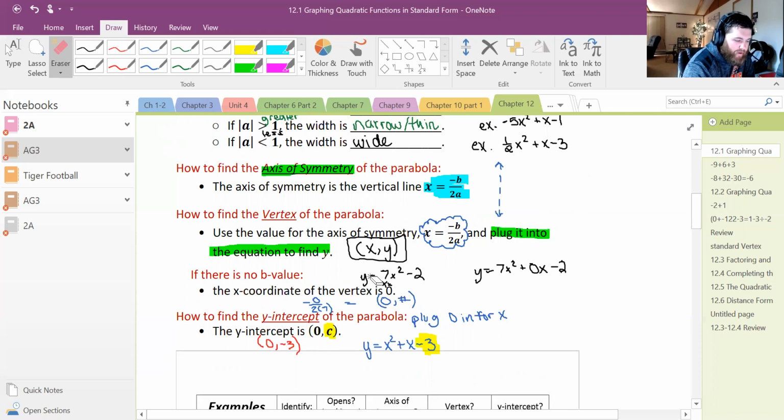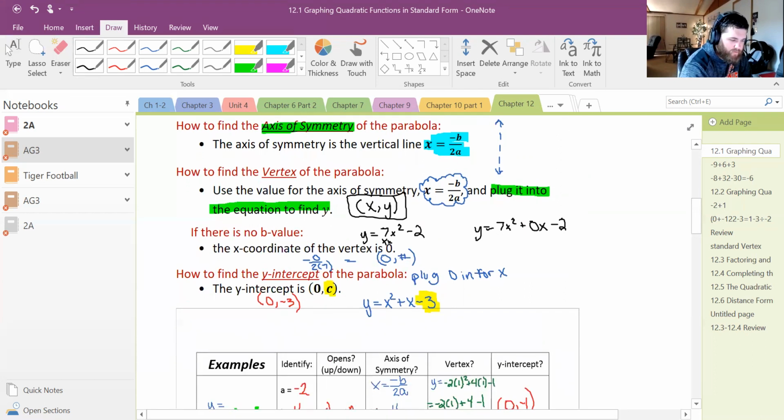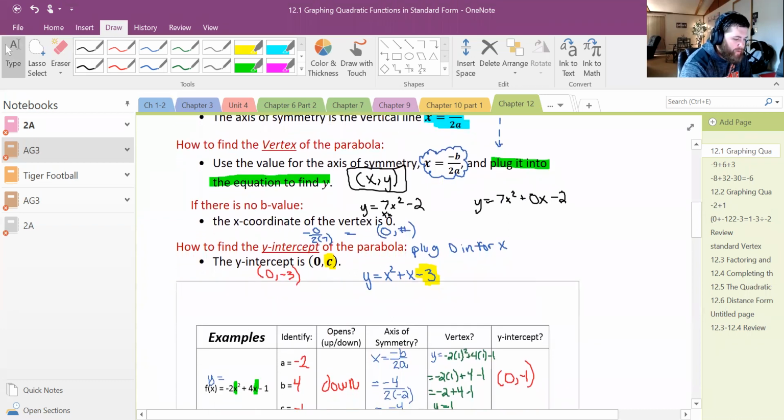How to find the vertex of the parabola: use the value of the x-symmetry and plug it back into the equation to find y. So once you find the x-symmetry, the line that, if you flip it over, it's symmetric, vertical usually, we can plug that back in to find the vertex. If there's no b value, the x-coordinate of the vertex is 0. All right. How to find the y-intercept: plug in 0 for x. Okay, makes sense.